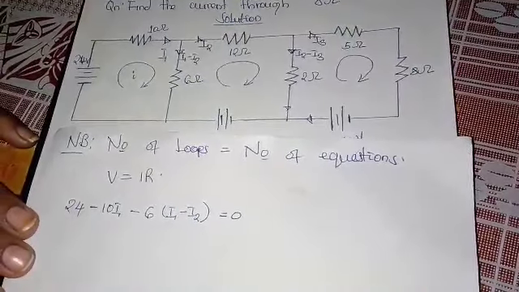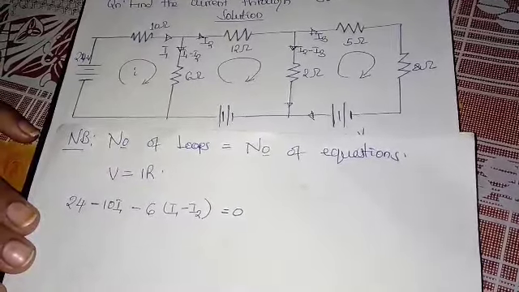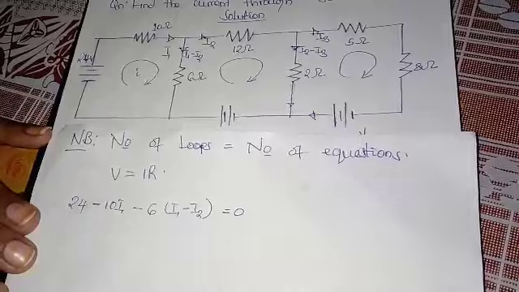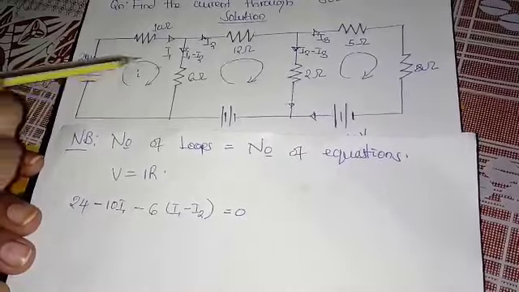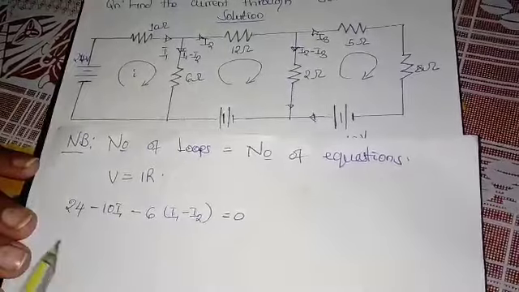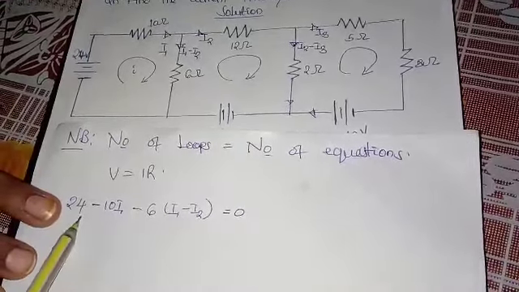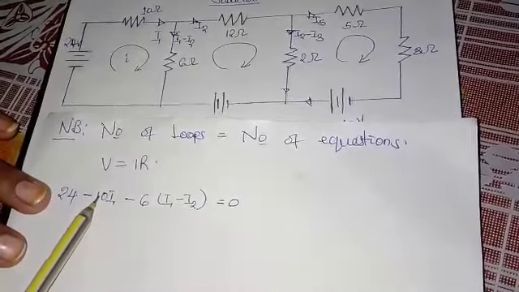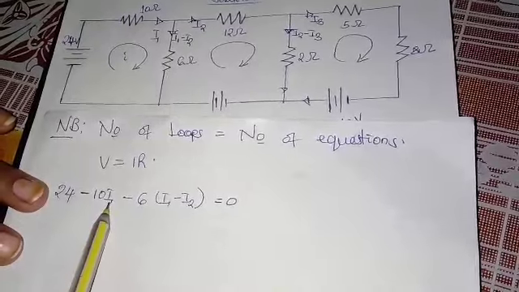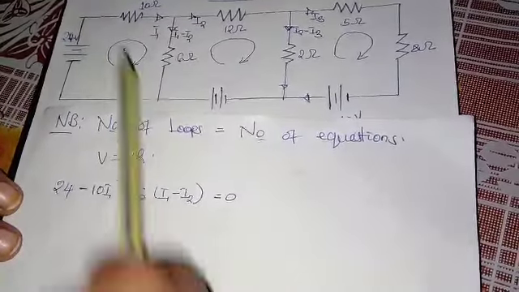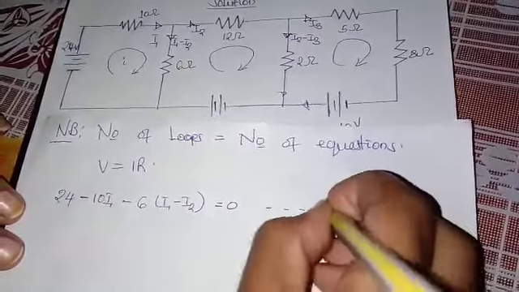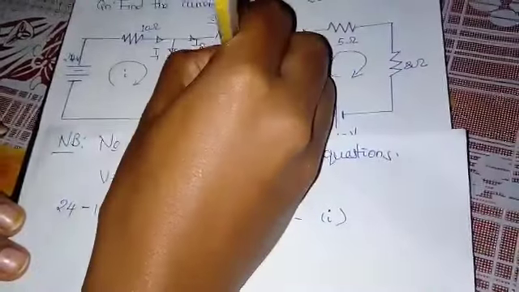This equation will be equal to 0, as Kirchhoff's voltage law says that the sum of the voltage across the circuit, or across the loop, is equal to 0. So dealing with Kirchhoff's voltage law, this equation will be equal to 0. It means the voltage across this loop is equal to 0. As you can see, this is the voltage source, and this is our voltage, because this is resistance times current, which is equal to voltage. The sum of the voltage across this loop is equal to 0. This is our first equation.